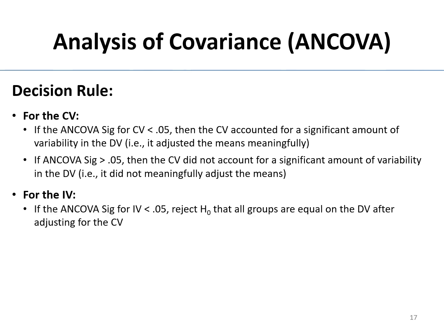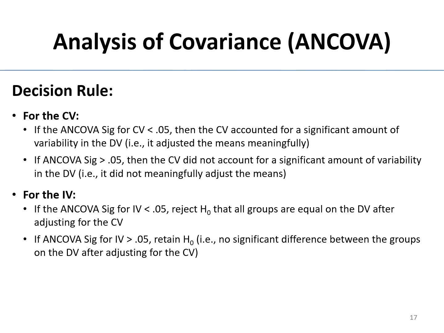For the independent variable, if your ANCOVA sig for your independent variable is less than 0.05, then you're going to reject the null that all groups are equal on the dependent variable after adjusting for the covariate. So again, the IV test here is after adjustment, if any. This differs from ANOVA: it's not just do the groups differ on the DV, it's do the groups differ on the DV after adjusting for the covariates. If your ANCOVA sig, on the other hand, is greater than 0.05, it tells you that after adjusting, there's no significant difference between the groups on the independent variable.